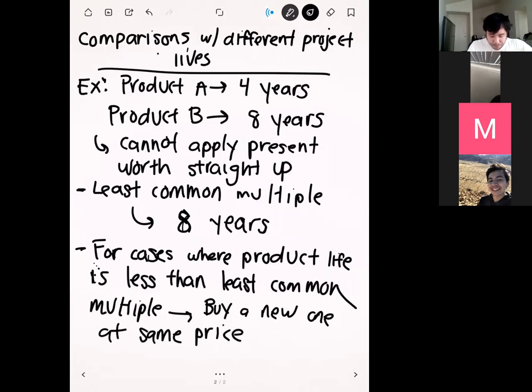And when we do buy a new one, we're going to assume that it's going to be the same price, which is a really big assumption. Anyone who's tried to buy a 5-year-old computer part 5 years later knows that it's never going to be the same price. But just for the simplicity of our analysis, we're going to assume that the replacement that we buy 4 years later is going to be the same price. Any questions on this before we do an example?